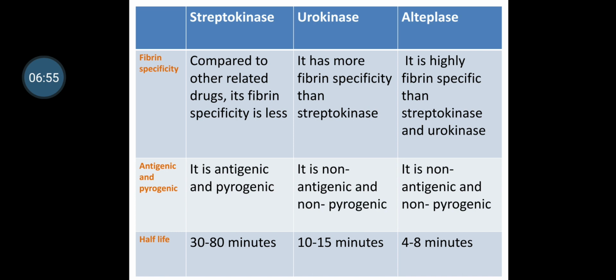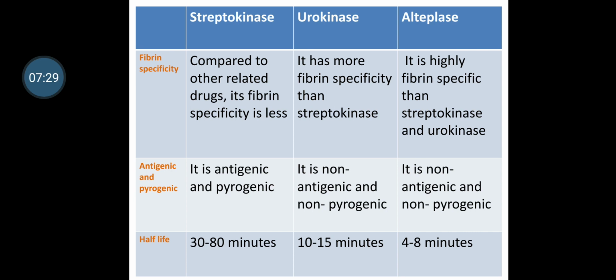Actually Altiplase is highly fibrin specific compared to streptokinase and urokinase. So Altiplase is the drug that shows the highest fibrin specificity. Then streptokinase is the least fibrin specific drug compared to urokinase and Altiplase. Then urokinase comes in the middle. It has more fibrin specificity than streptokinase but less than Altiplase. So that is regarding their fibrin specificity.